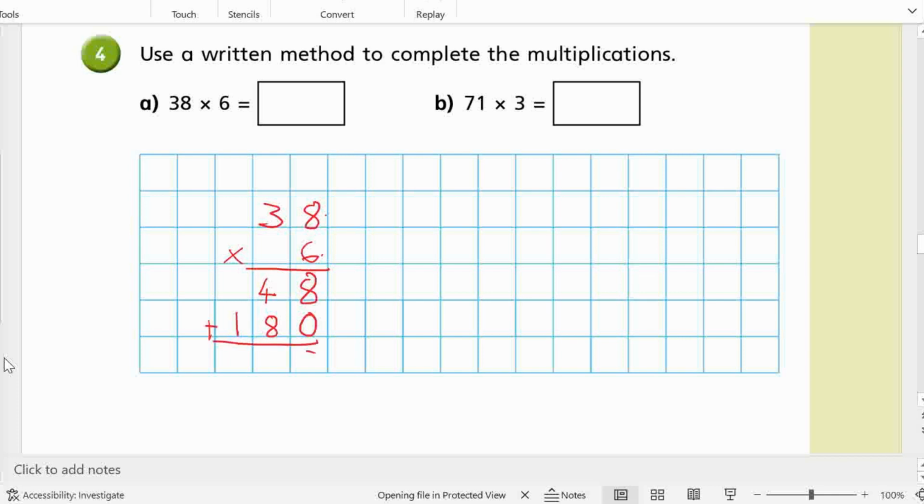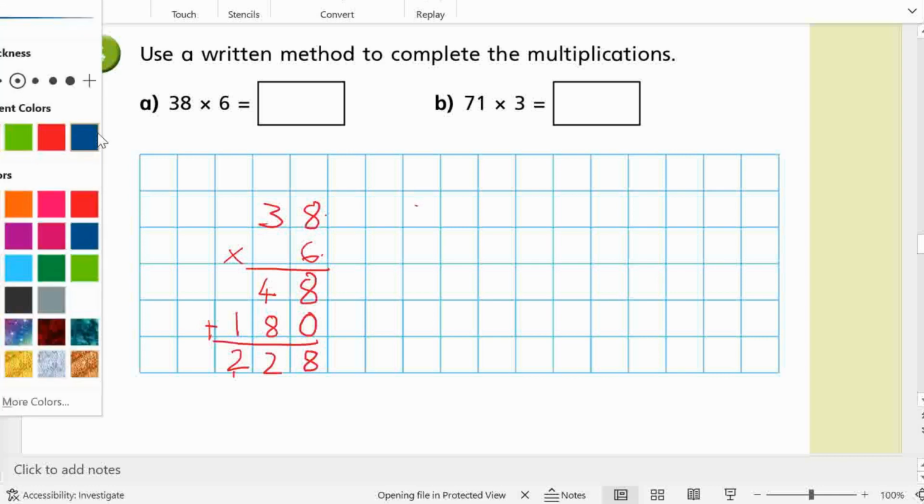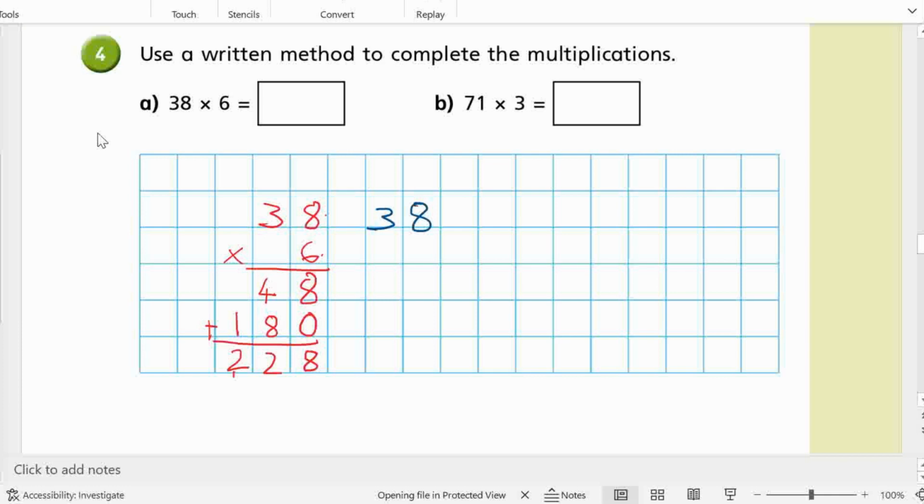So 8 plus 0 is 8. 4 plus 8 is 12. I need to carry the 1. 1 plus 1 is 2. Now we can use the other method that was shown to us. I'll do that in blue. I think it was Danny. It's a bit shorter and doesn't need so much space, but you might forget something along the way.